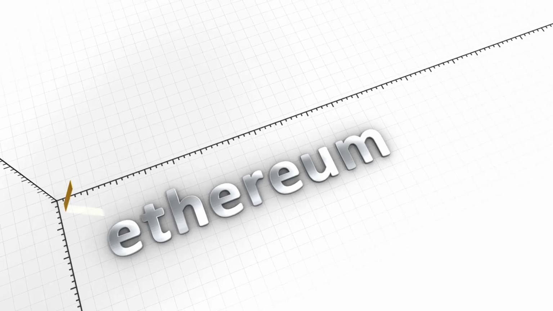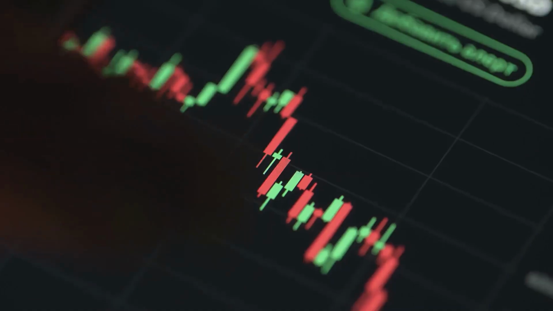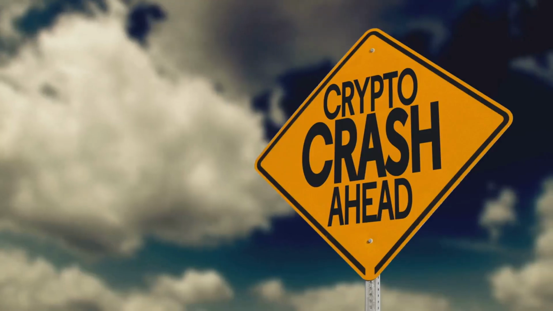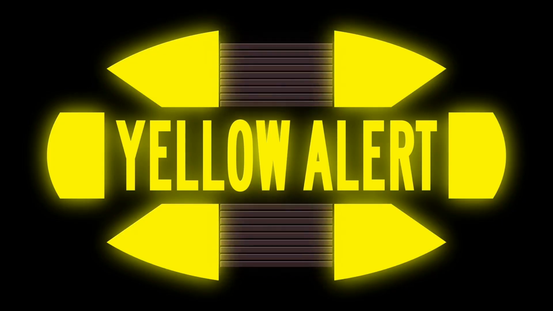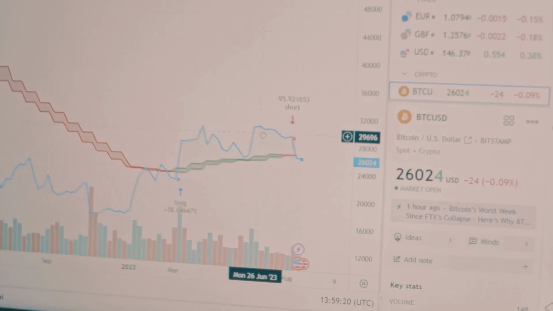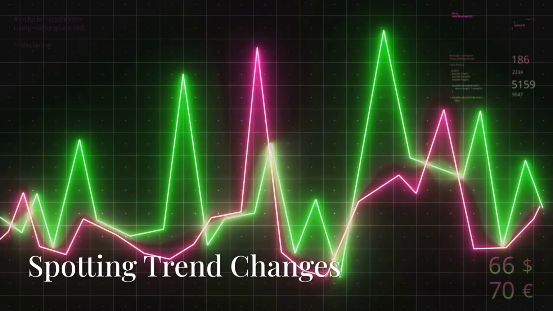Imagine Ethereum's price has been soaring. You check its RSI and it's at 78. This is well into the overbought territory. It doesn't mean sell immediately, mind you. An asset can stay overbought for a while. But it's a warning sign, a yellow flag. It suggests the rally might be losing steam. Perhaps it's time to consider taking some profits.